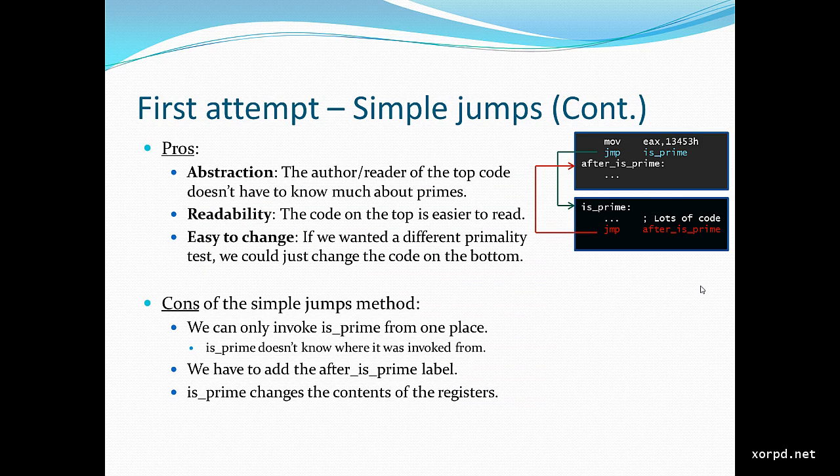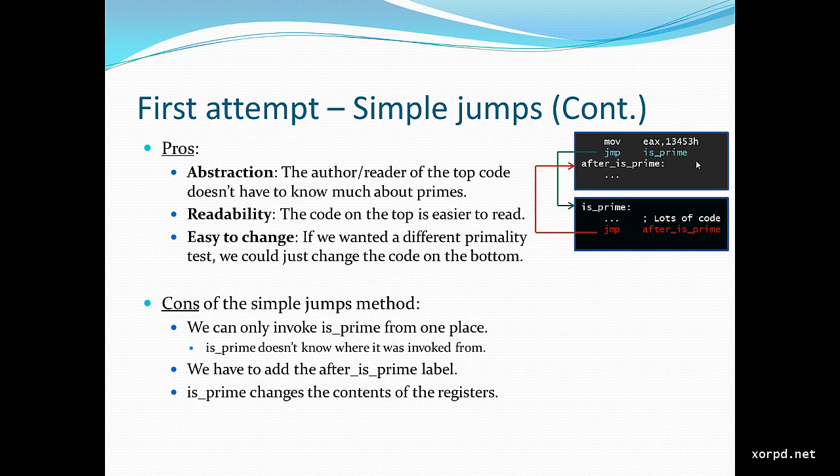Let's discuss some pros and cons of this method. We begin with abstraction. As we said before, the author or reader of the code on the top, which is here, doesn't have to know much about primes. He just has to know that he should call this function isPrime, and then he's going to get a result. He doesn't care how it happens. He just knows that it is going to happen.